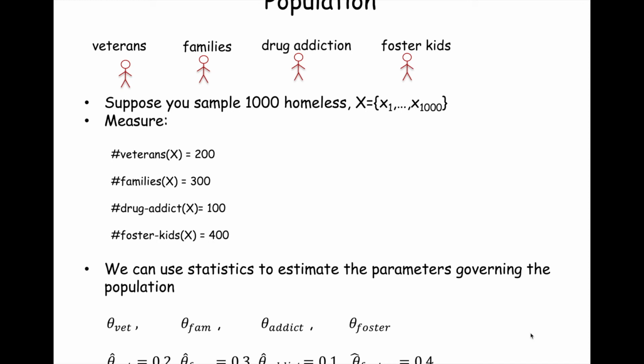And if I've done this reasonably enough, and I'll explain in a few slides what reasonable means, or one definition of reasonable, then I can use this statistic, these hatted values, to stand in place of these unknown values. Does that make sense? So now I can say, in 2018, 20% of our homeless population were veterans.